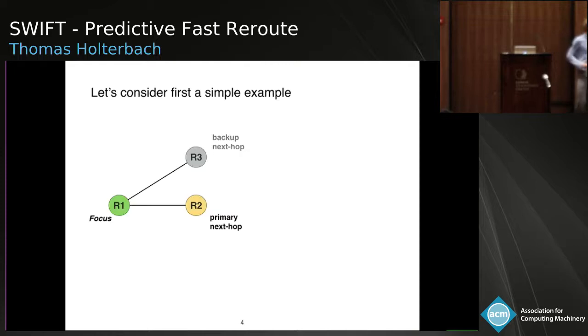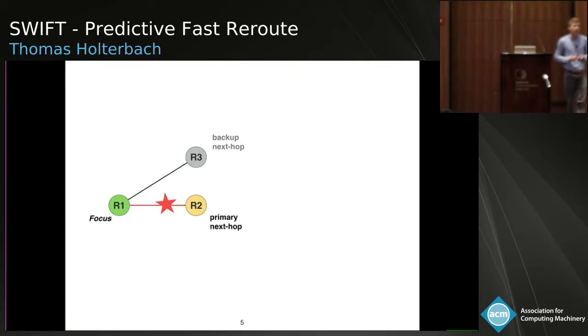To start this presentation, let's take this very simple example. We have 3 routers, they speak BGP, and we focus on R1. R2 is the primary next hop, R3 is the backup next hop. So initially, the traffic goes from R1 to R2. Let's consider now we have a failure between R1 and R2. Upon the failure, R1 will have to converge.